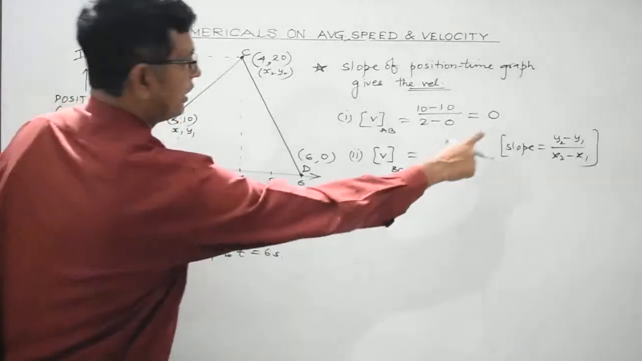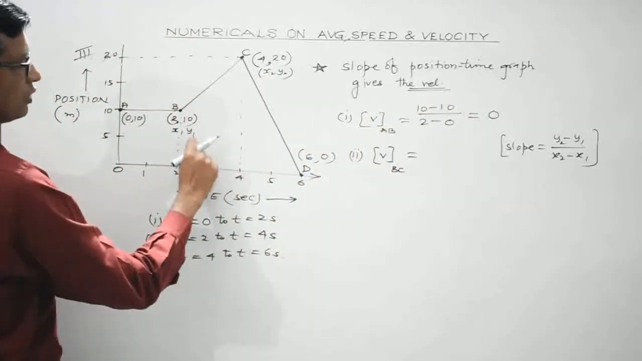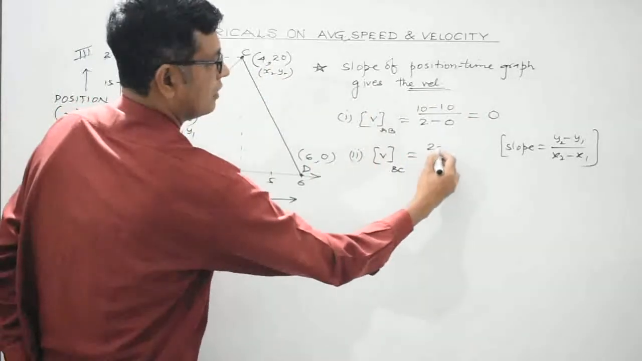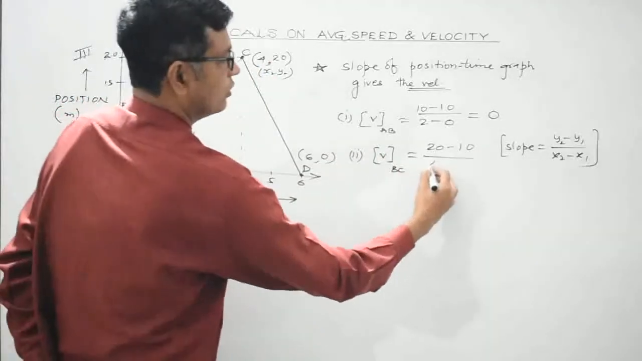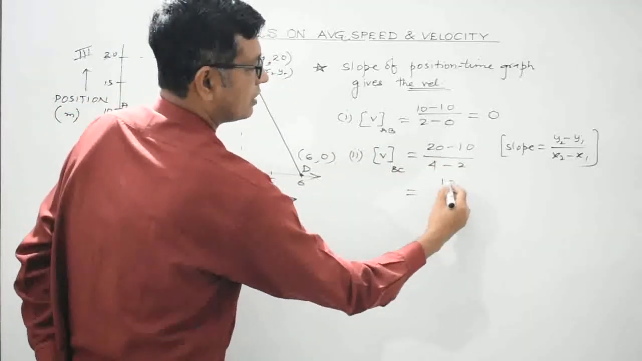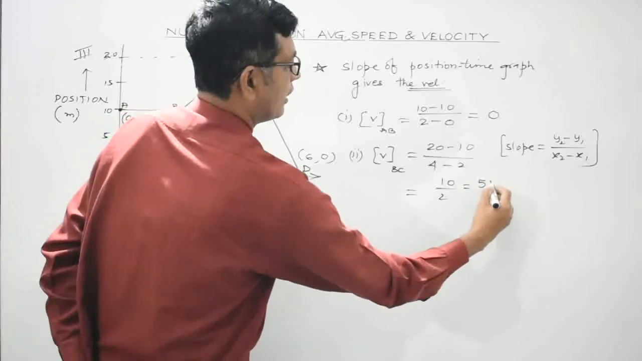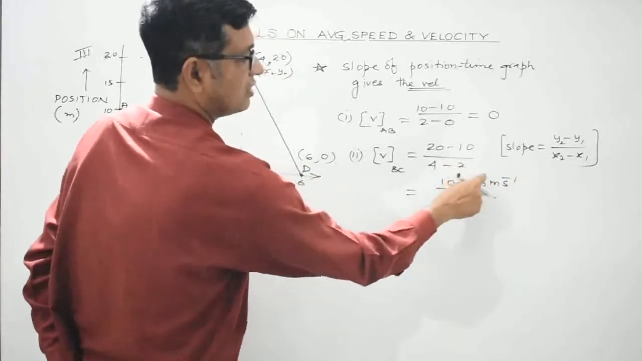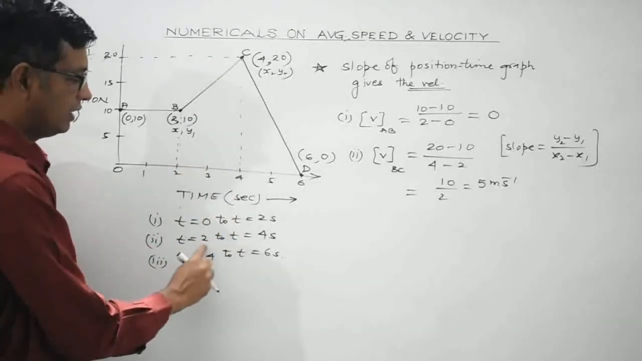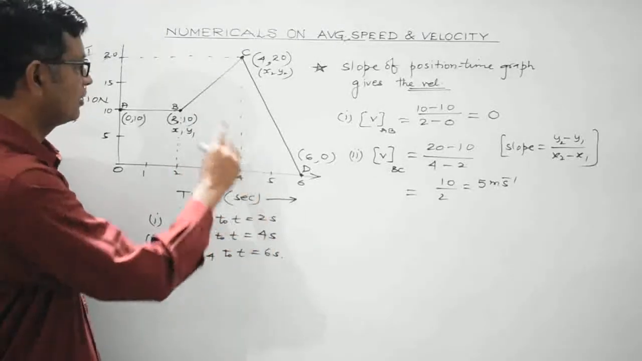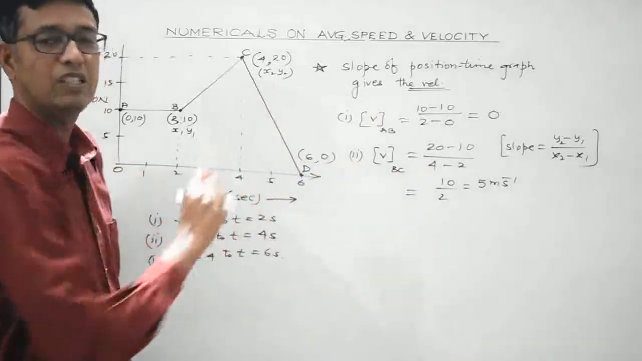So let's proceed. y2 minus y1. This is y2, this is y1. 20 minus 10, right? Divided by x2 minus x1, 4 minus 2. So that will give us 10 by 2, that is 5 meter per second. It's in meter, it's in second. So the velocity of the body during the interval t equals 2 to t equals 4 seconds, that is from B to C, is 5 meter per second.